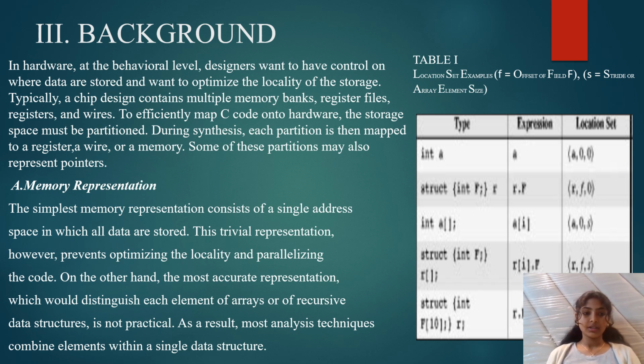Memory representation. The simplest memory representation consists of a single address space in which all data are stored. This trivial representation, however, prevents optimizing the locality and parallelizing the code. On the other hand, the most accurate representation, which would distinguish each element of arrays or of recursive data structures, is not practical. As a result, most analysis techniques combine elements within a single data structure.